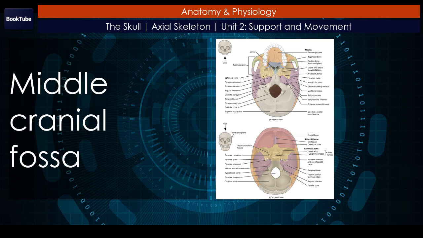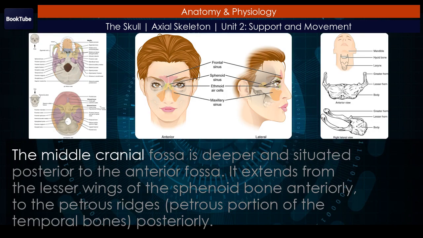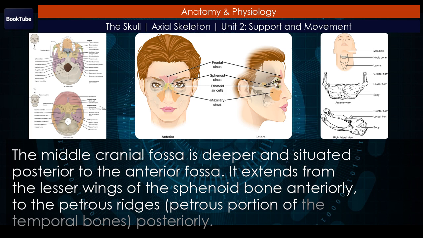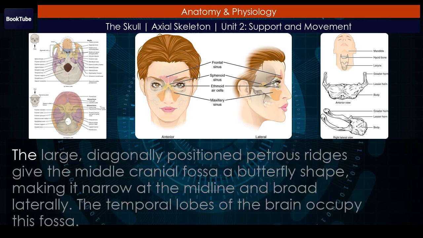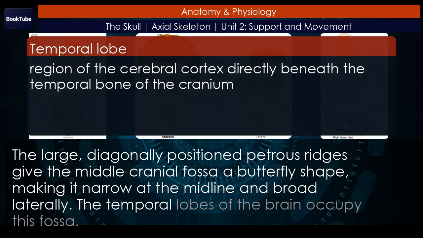Middle cranial fossa. The middle cranial fossa is deeper and situated posterior to the anterior fossa. It extends from the lesser wings of the sphenoid bone anteriorly to the petrous ridges, the petrous portion of the temporal bones. Posteriorly, the large, diagonally positioned petrous ridges give the middle cranial fossa a butterfly shape, making it narrow at the midline and broad laterally. The temporal lobes of the brain occupy this fossa.